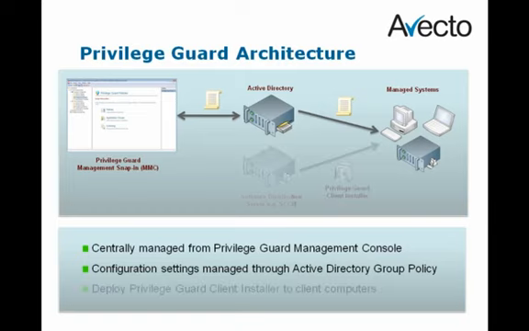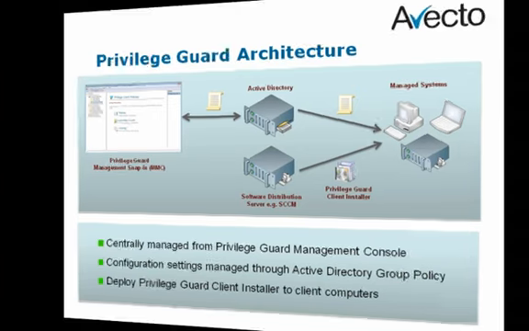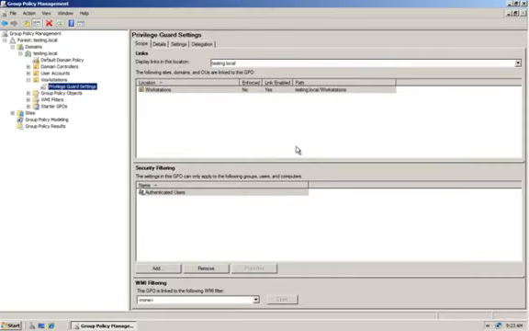The second part of the architecture is the client-side agent, which needs to be installed on all the systems you want to manage with Privilege Guard. This agent is a 2 meg MSI file that can be deployed using automated software deployment technologies such as SCCM or directly from Active Directory. Once installed, this agent operates as a system-level service and utilizes approximately 3 meg of RAM.